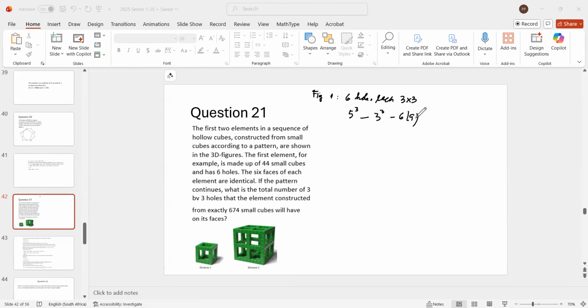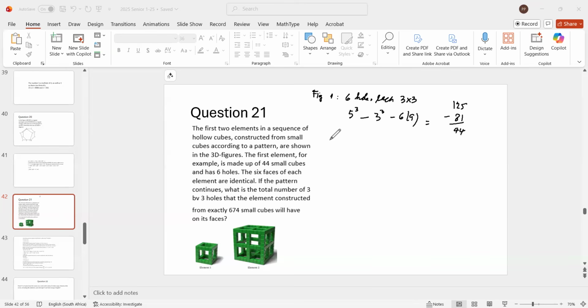So what is this? It's 125 minus, and this is 27 plus 54 is 81. There we have it. So it is 44. So this is made up of 44 small cubes. Right. So this calculation allows us to calculate at any level.